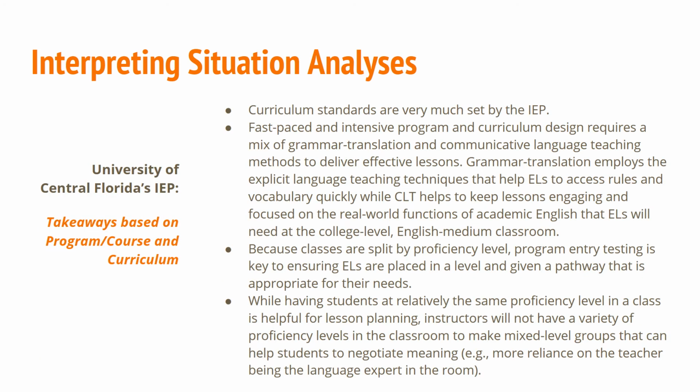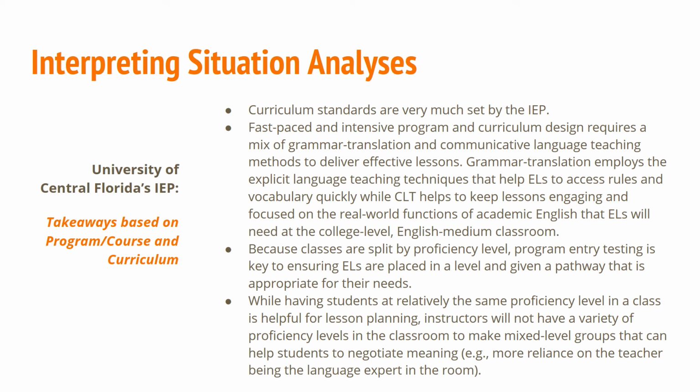So my takeaways. The curriculum standards are very much set by the IEP and don't really change that much. It is a fast-paced and intensive program, and the curriculum design requires a mix of grammar translation and communicative language teaching methods in order to deliver effective lessons. The grammar translation method employs explicit language teaching techniques that help English learners to access rules and vocabulary very quickly, while CLT helps to keep lessons engaging and focused on the real-world functions of academic English that the ELs will need in the college-level English medium classroom.